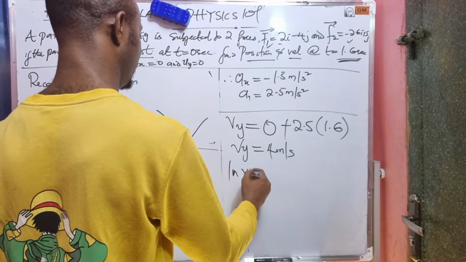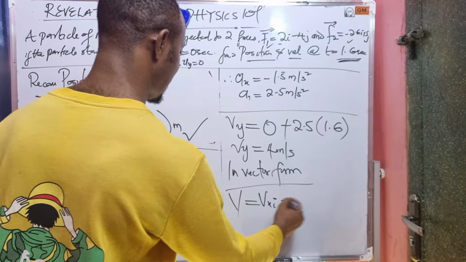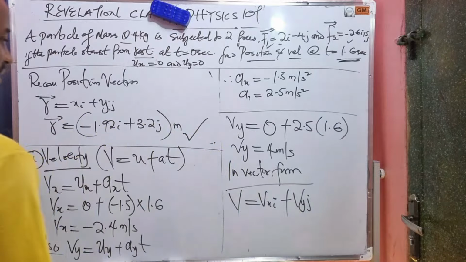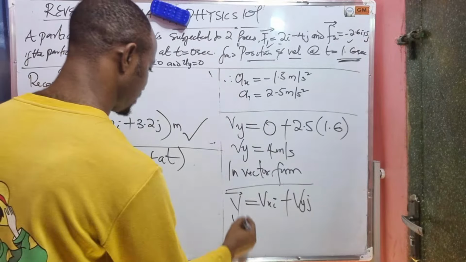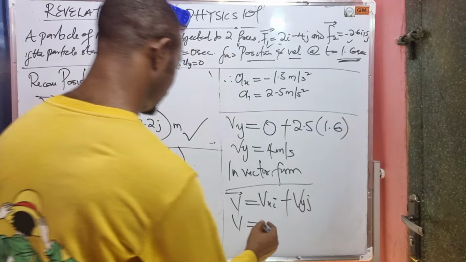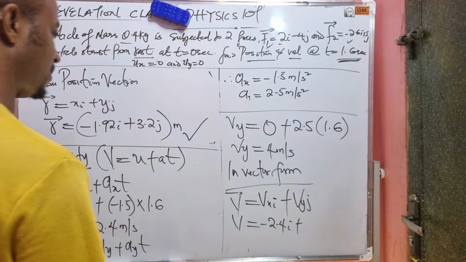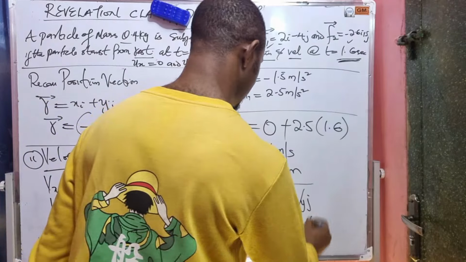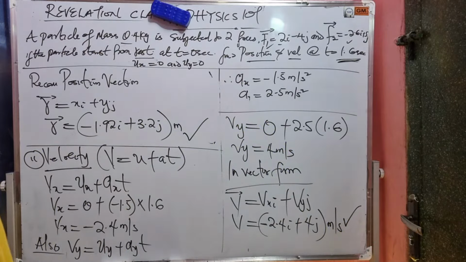Okay, in vector form, let's represent it in vector form. Our v is going to be vx i plus vy j. Don't forget, velocity is vx i plus vy j. Our vx is minus 2.4 i plus our vy, which is 4 j, all in meters per second. So position and velocity, we have gotten it. This is our velocity.